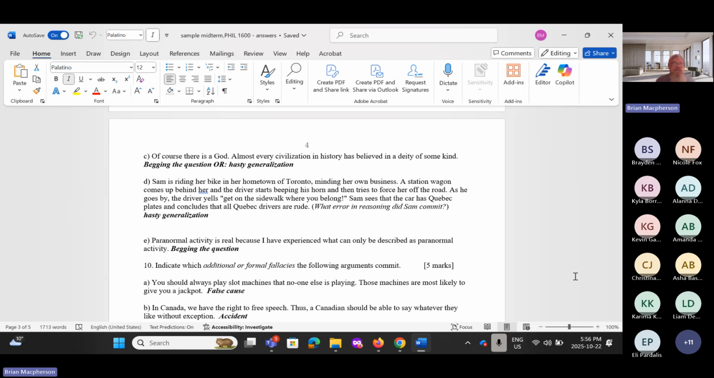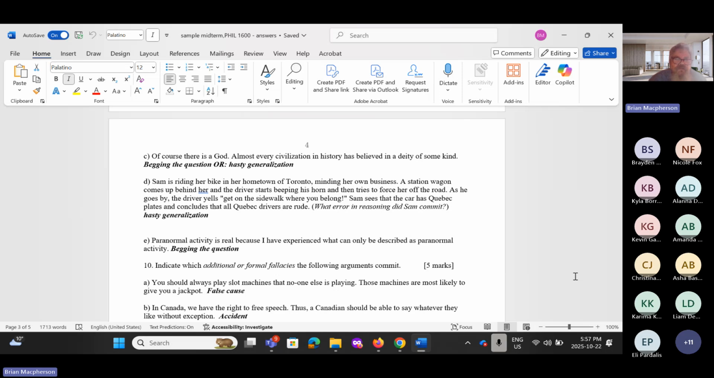All right. Number D, Sam is riding her bike in her hometown of Toronto, minding her own business. A station wagon comes up behind her and the driver starts beeping his horn and then tries to force her off the road. As he goes by, the driver yells, "Get on the sidewalk where you belong." Okay, so Sam sees that the car has Quebec plates, and concludes that all Quebec drivers are rude. Okay, every city has rude drivers, right? That doesn't mean that all the people that drive in that city are rude. I think you would agree with me that she made a hasty generalization, right?